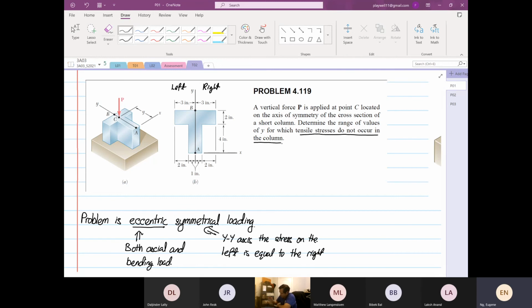Once we identify there is an eccentric symmetrical loading, we are going to calculate stresses in Z. I'll tell you why it is Z. The stress in Z will be equal to minus P over area, since it is going through compression, plus or minus the moment about X over Ixx multiplied by Y. So that is the rule of the equation.